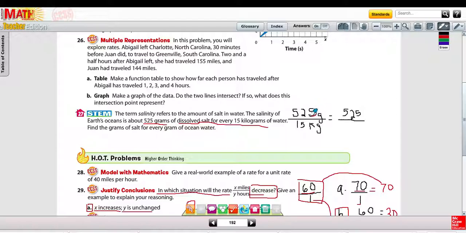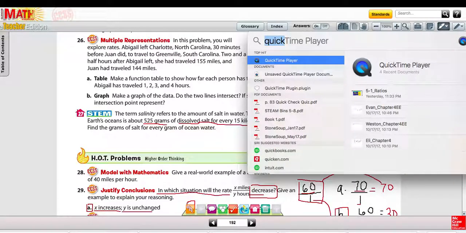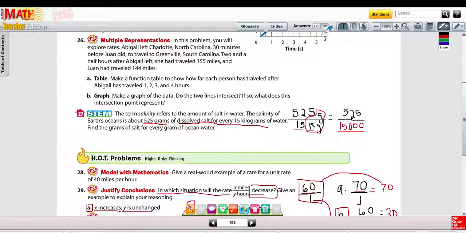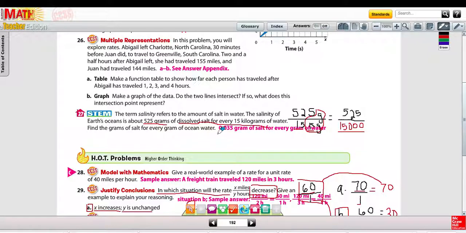This is where you need to pay attention that we have grams over kilograms, and so we want to make sure and change 15 kilograms to 15,000 grams, because there are 1,000 grams in every kilogram. 15 kilograms would be 15,000 grams. And when I take 525 divided by 15,000, I get 0.035. And so for number 27, we would say that 0.035 grams of salt for every gram of water.